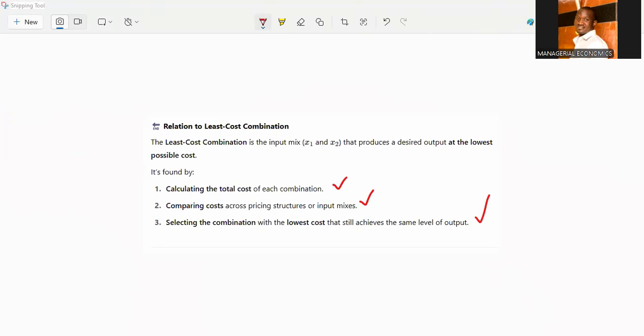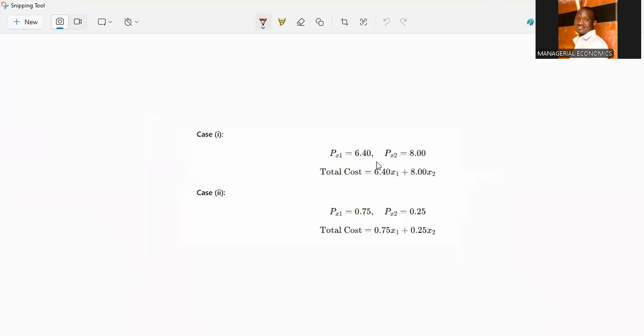Okay, so let's go to our two pricing structures that have been given in the question. Case 1 is PX1, which is 6.40, and PX2, 8. So the total cost here will be 6.4x1 plus 8.0x2. In case 2, our price 1 was 0.75, our price 2 was 0.25. So the total cost here will be 0.75x1 plus 0.25x2. So these are the two cost combinations.